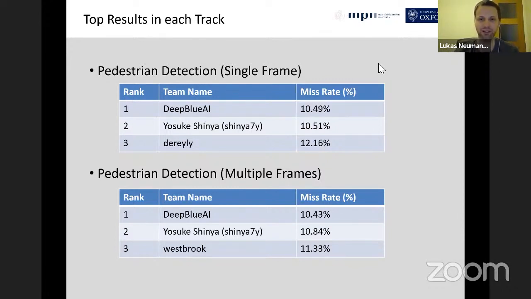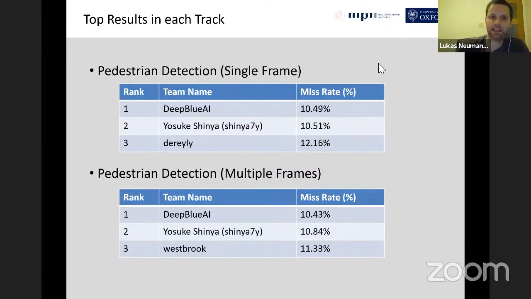But obviously, it's my privilege to show the top three results in these first two tracks. You can see the winner in pedestrian detection, both in terms of the single frame detection and multiple frame detection, is the DeepBlue AI team. So congratulations. However, you can see that the difference in terms of the error is very small when you compare it to the second participant. So it was a very, very close call, and again, it was just a bit of luck there.